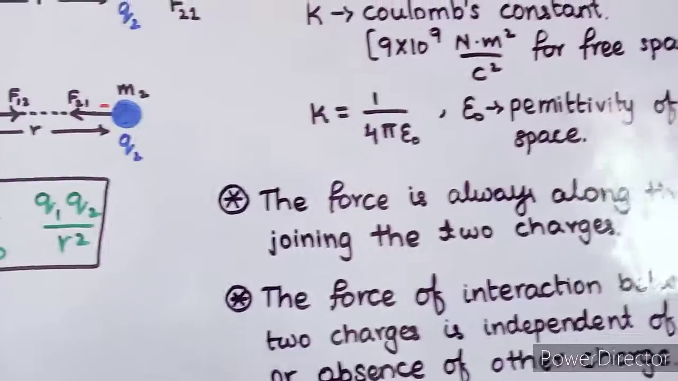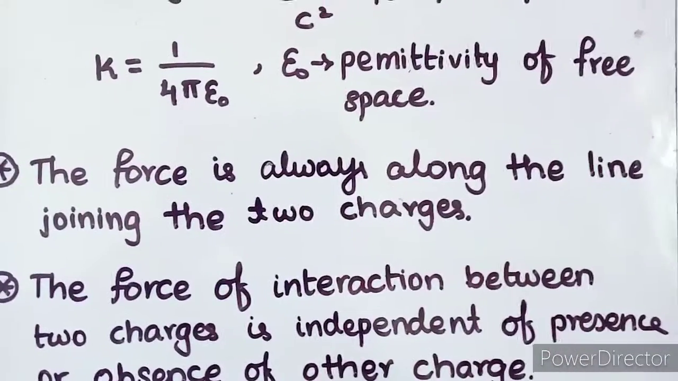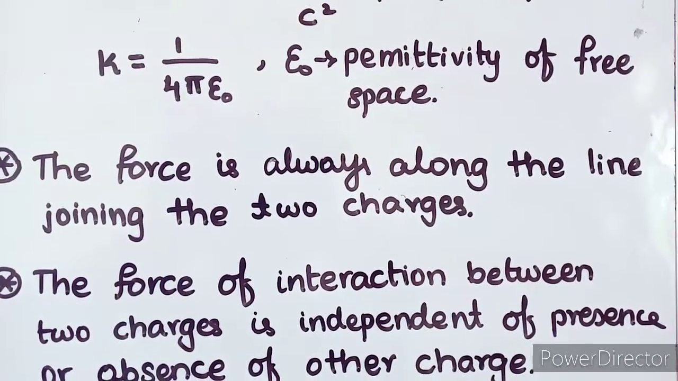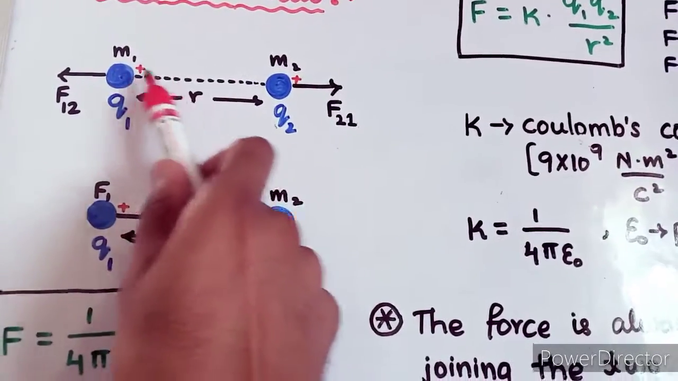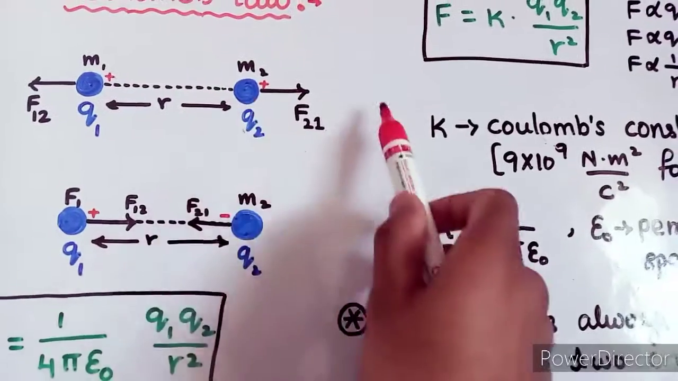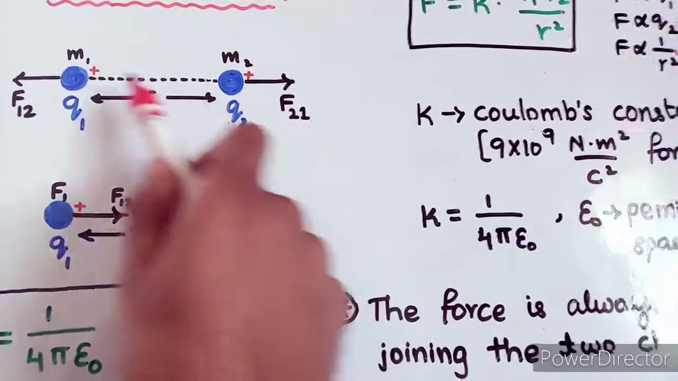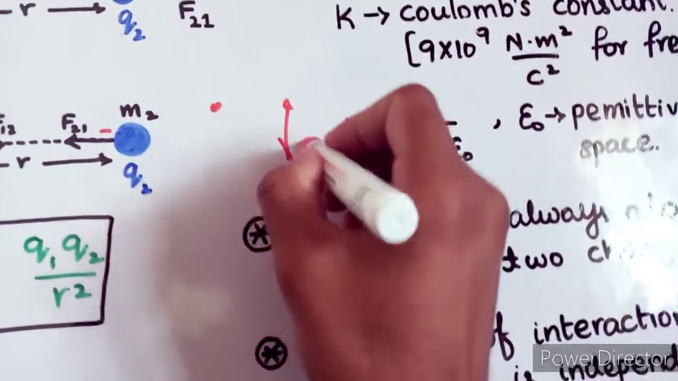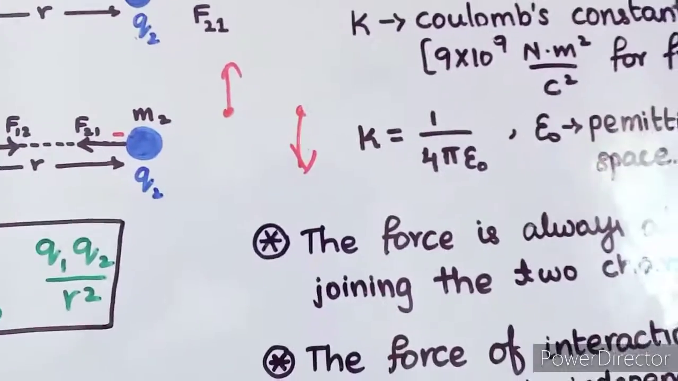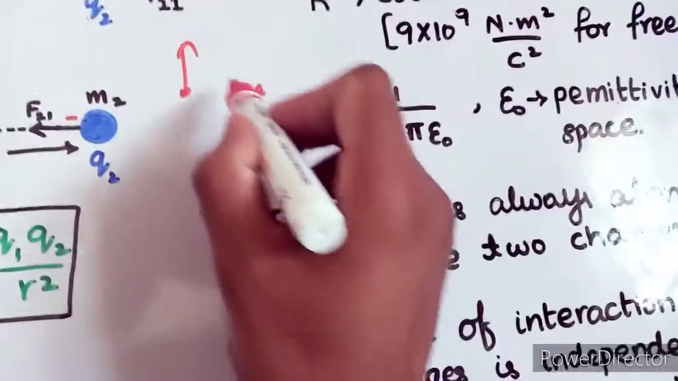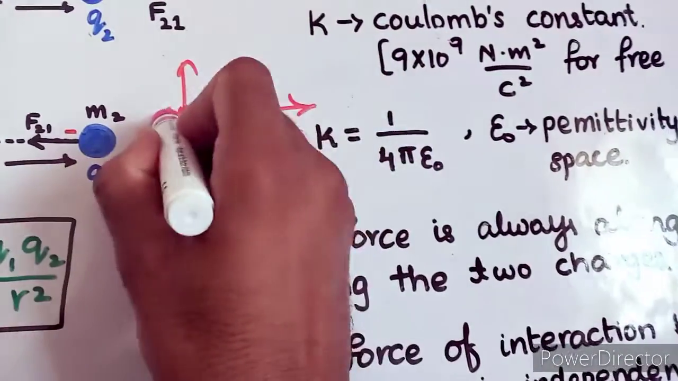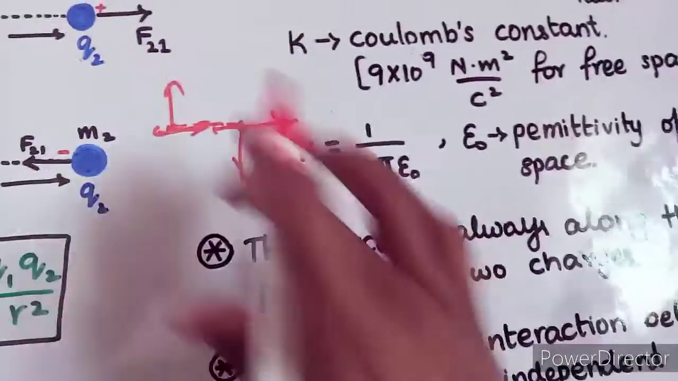And you need to know some of the facts about Coulomb's law. They are: the Coulombic force is always along the line joining the two charges. Here if you take, the force is along the line joining, it may be away from the charges, but it is along the line joining the charges. If I take one charge here and the other charge here, the force of interaction between those two will not be like this, because the line joining those two charges is like this. So the force also will act away from them or towards them.